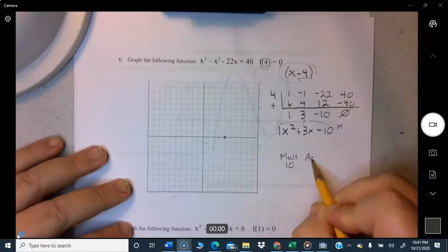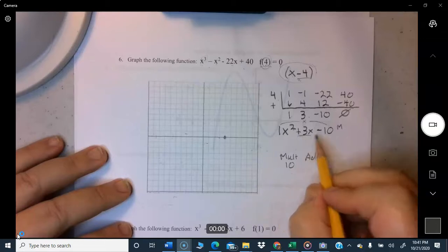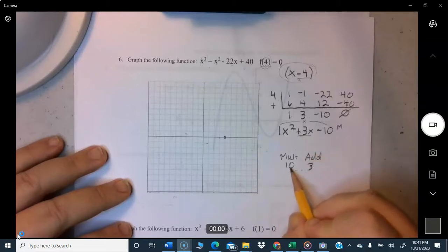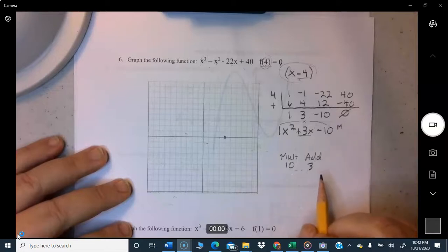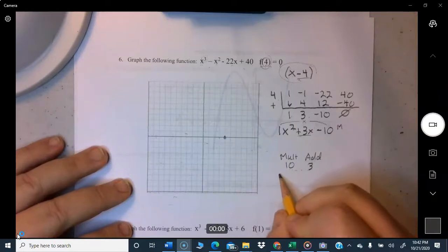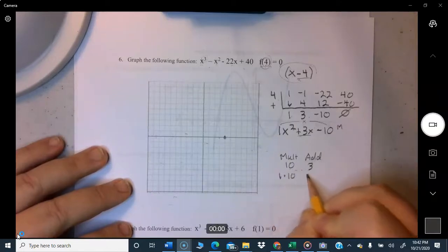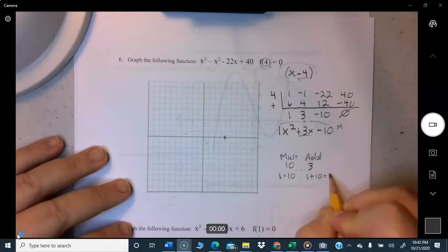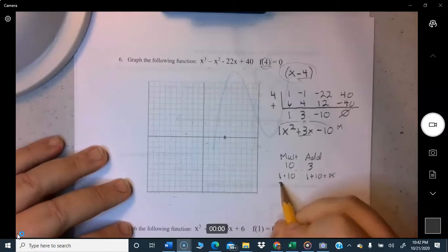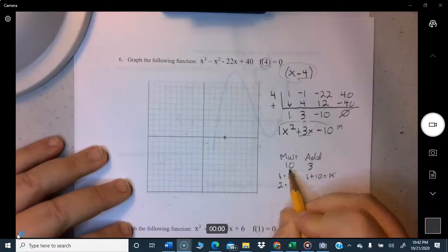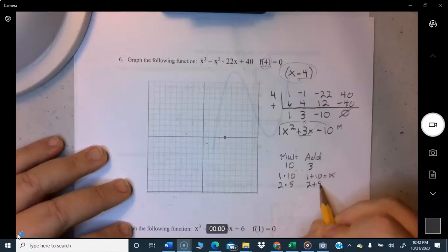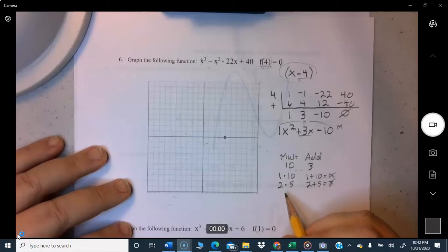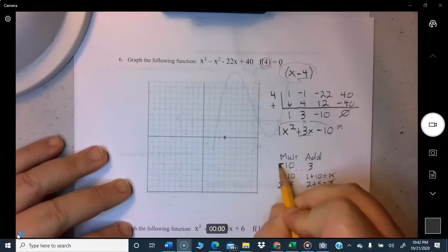And we're going to add to positive 3. Okay, everything there's positive, so the two numbers have to be positive. So it's going to be 1 times 10 equals 10. 1 plus 10 equals 11. That doesn't work. 2 times 5 equals 10. 2 plus 5 equals 7. That doesn't work. 3 doesn't go in. 4, 2, 3, 4. I'm sorry, it's negative 10.